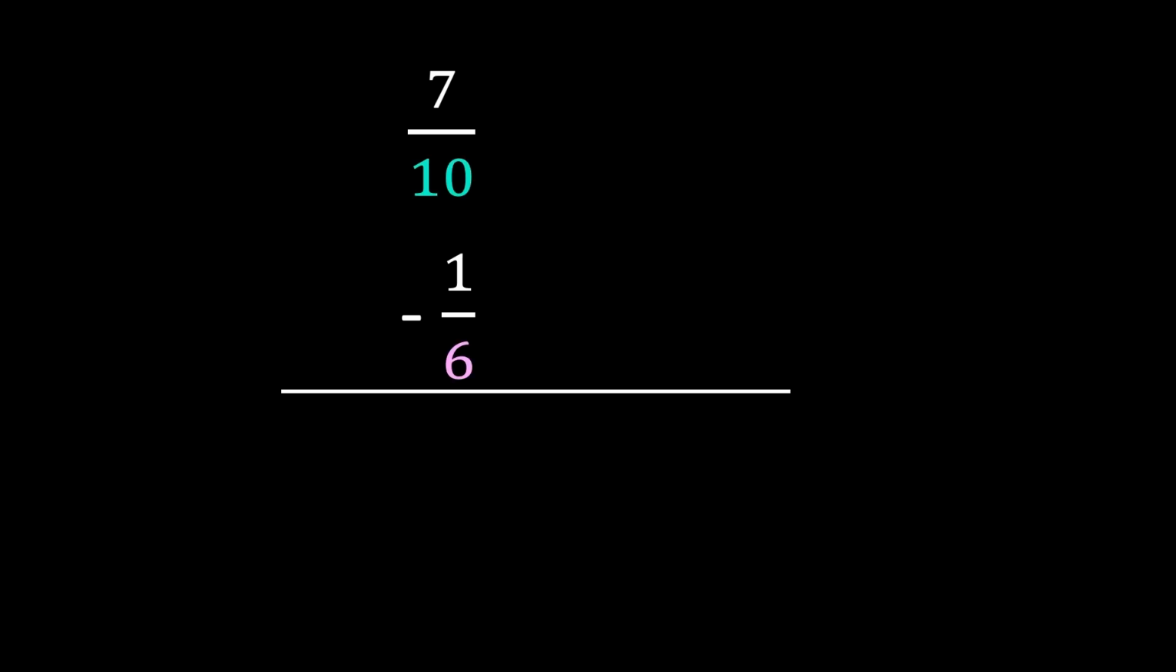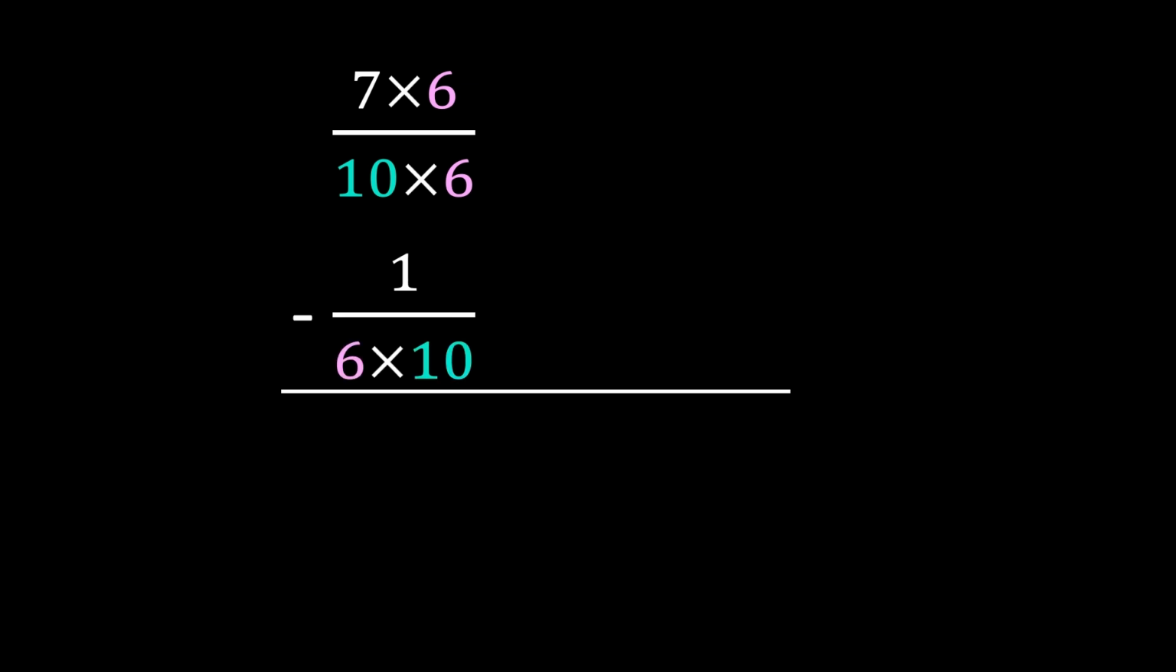So I'm looking at the 10 and the 6. I'm going to multiply my denominator of 10 by 6, the denominator of the other fraction. And if I multiply the 10 by 6, I need to multiply the numerator of 7 by 6 as well. Then I can look at the 1/6. So I'm going to take this 6 and multiply it by 10, the denominator of the other fraction. And if I multiply 6 by 10, I need to multiply the numerator in this fraction by 10 as well. Now I'm ready to calculate my equivalent fractions.